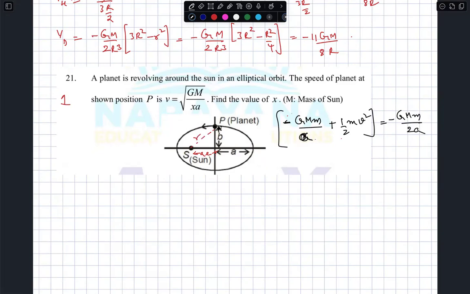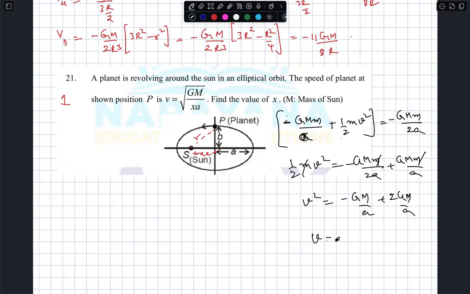This already, you know, the geometry of the ellipse. So this gives half mv square is minus G capital M small m by 2A plus G capital M small m by A. So m v square is minus G capital M by A plus 2G capital M by A. Finally, V is... right. So obviously, in the place of X, you should get 1.